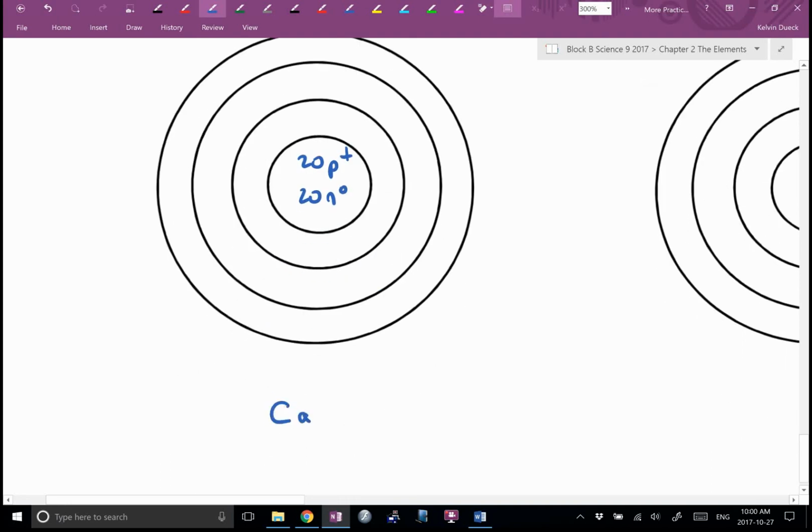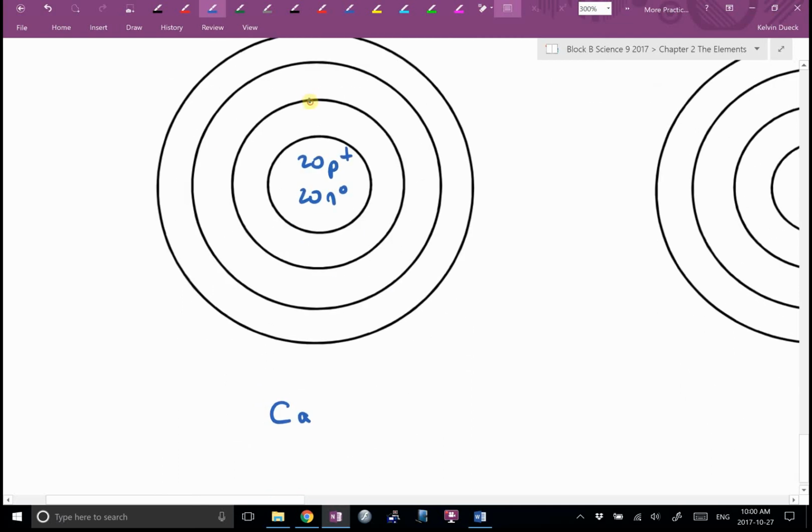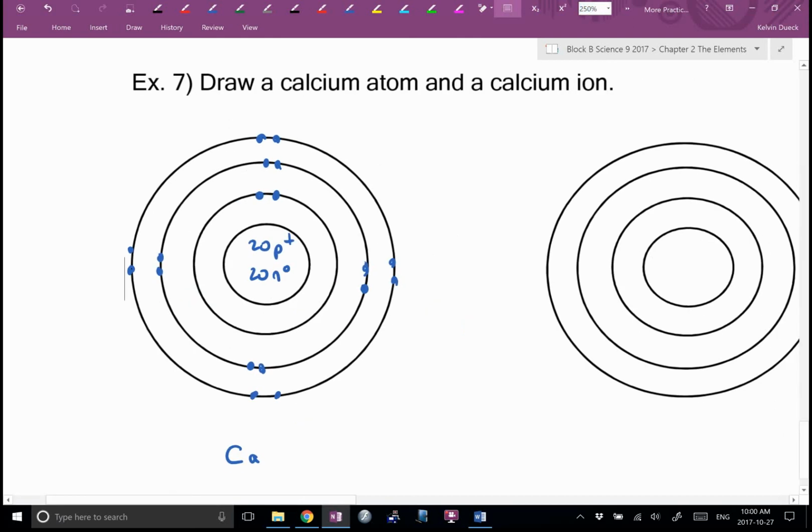Now, if you don't put the element name there, you can still figure it out from the number of protons. This is an atom, so I'm going to have 2 in the first shell. 1, 2, 3, 4, pair, pair, pair, pair in the second shell. 1, 2, 3, 4, pair, pair, pair, pair in the third shell. And then how many do I have in the fourth shell?